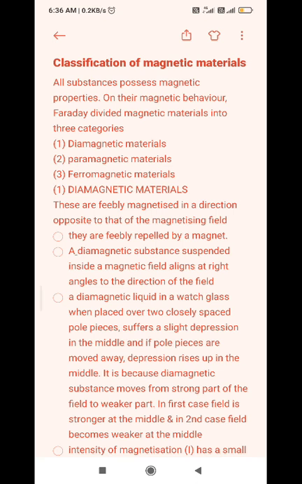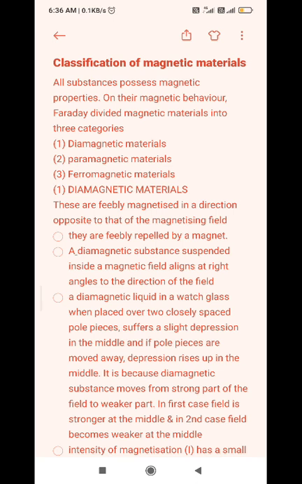Now, properties of diamagnetic materials. And paramagnetic materials are opposite to the diamagnetic. So while studying the properties of diamagnetic materials, you automatically learn about the properties of paramagnetic ones. First, diamagnetic materials are feebly magnetized in the direction opposed to that of the magnetizing field, and when they are put near a magnet, they are feebly repelled by a magnet, whereas paramagnets are attracted feebly, and ferromagnets are strongly attracted.